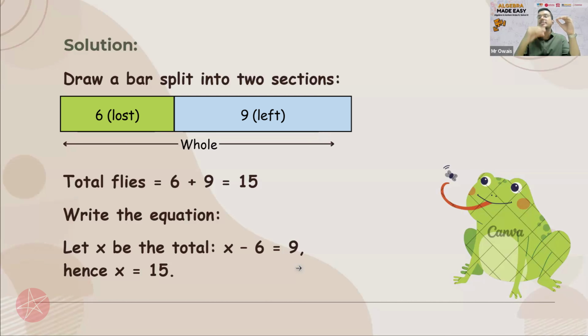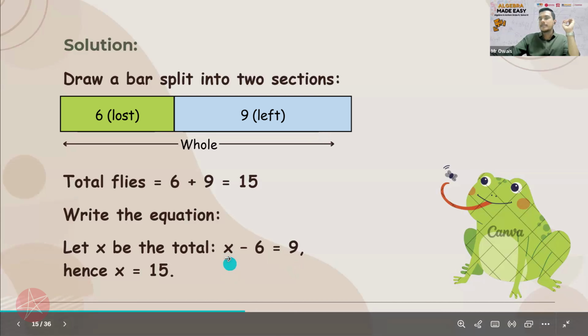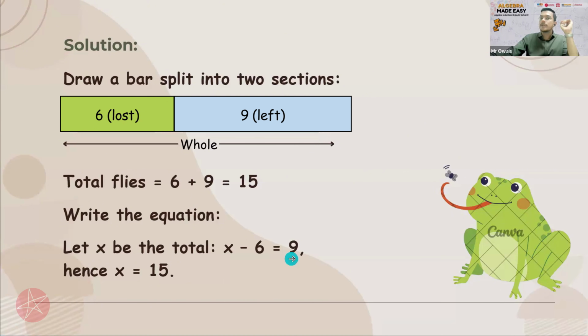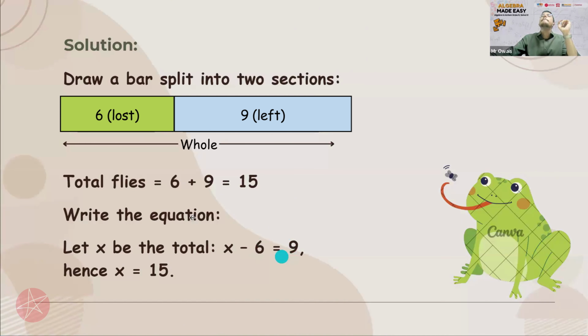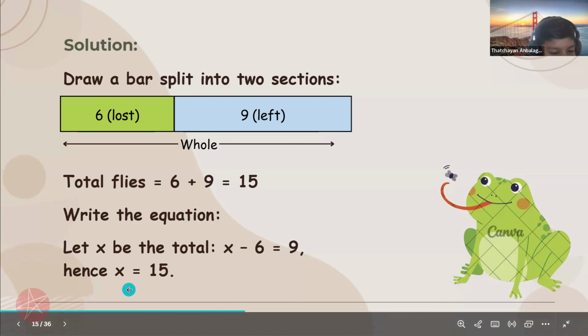This is called an algebraic equation where we have a symbol instead of a number. Okay. So we've got x minus 6 equals 9. And we know, okay, what number when you minus away 6 gives you 9? That's what we just found, right? 6 plus 9 gives us 15. So hence, x equals 15.